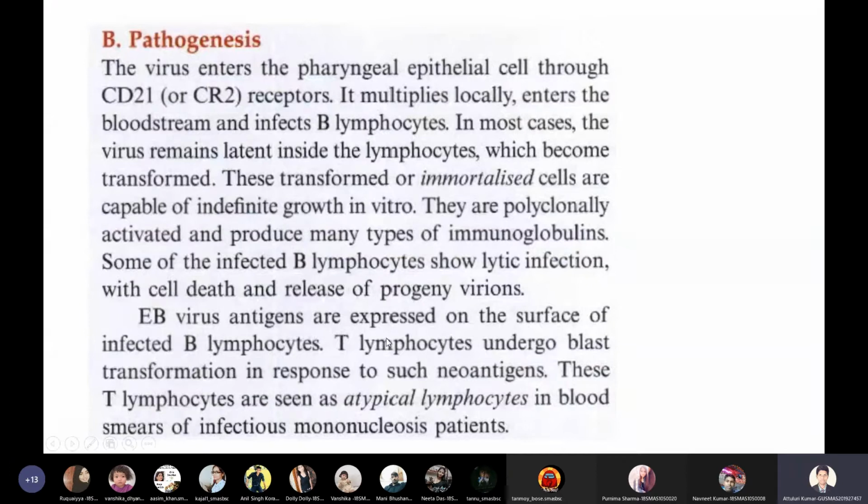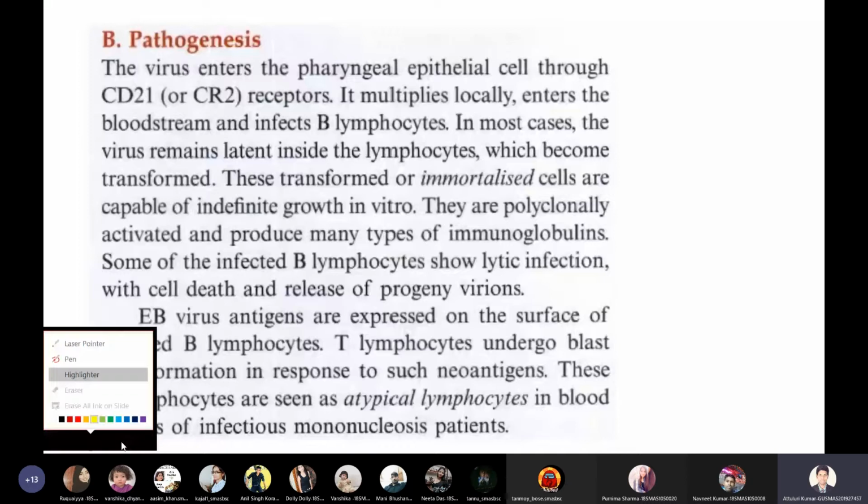Then Epstein-Barr virus antigens are expressed on the surface of infected B cells. T lymphocytes undergo blast transformation in response to such neoantigens. These T lymphocytes are seen as atypical lymphocytes in blood smears. Let me show you a small diagram here. I know I am oversimplifying the concept, because I don't want to discuss individual viruses in depth the way we did for RNA viruses, since all these herpes viruses fall in the same family. So let us know the basics of this virus.